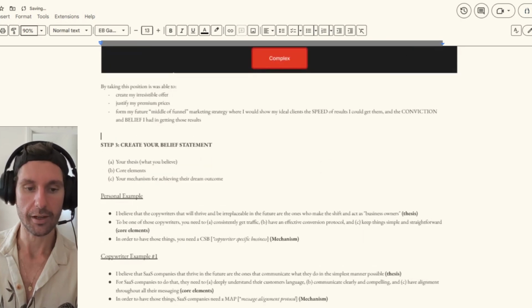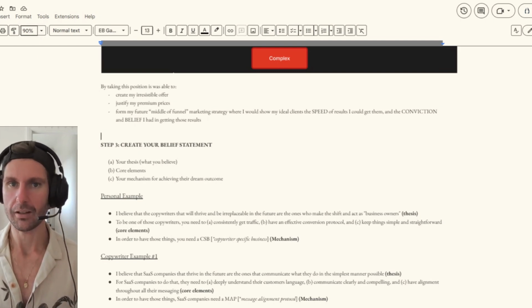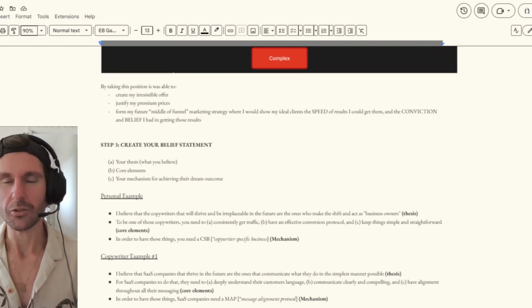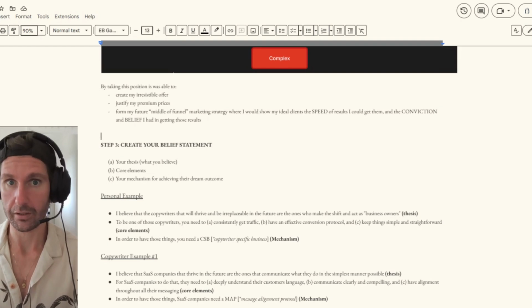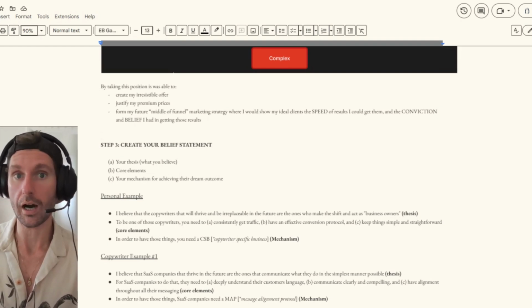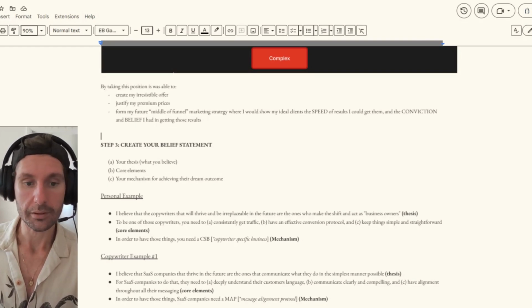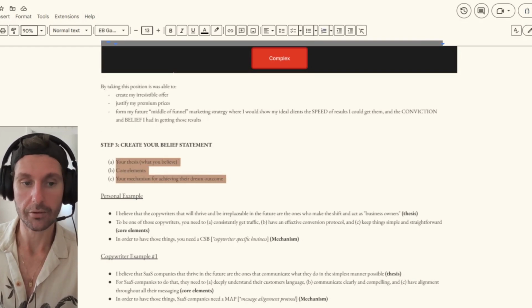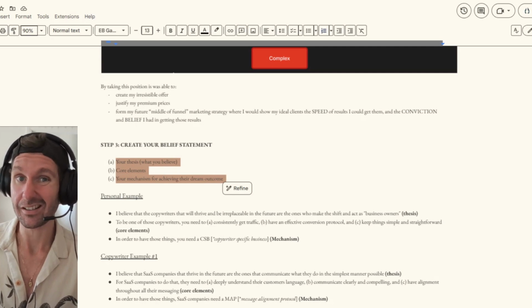The third step is you create your belief statement. So this is tied into Simon Sinek's Start with Why. Okay, this is the reason that I do what I do. This is my belief, and this is how it all works. This is your philosophy, so that people can understand who you are, what you do, and why you do it. Okay, so a belief statement has 3 steps. It has your thesis, which is what you believe. It has your core elements, which is how you go about creating what creates that thesis.